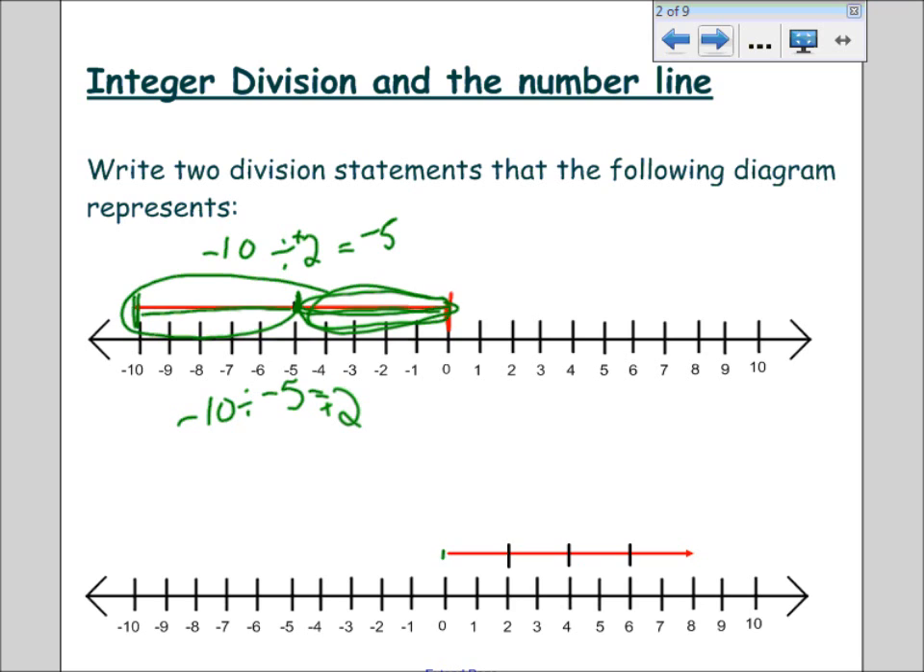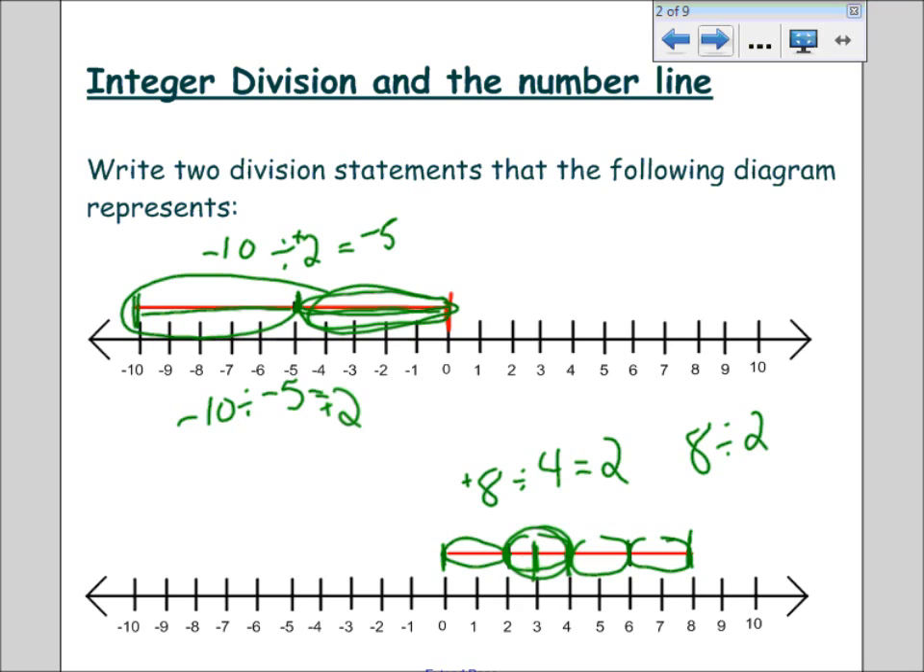On the bottom, we've got 0 here, we've got 8 right here, and we've divided it 1, 2, 3, 4 times. So positive 8 divided into 4 groups equals, in each group, there's 1 and then there's 2. So in this one, there's 2 in each group. We can also say that if we take 8 and divide it into groups of 2, we get 1, 2, 3, and 4, so it equals 4. All of these are positive.